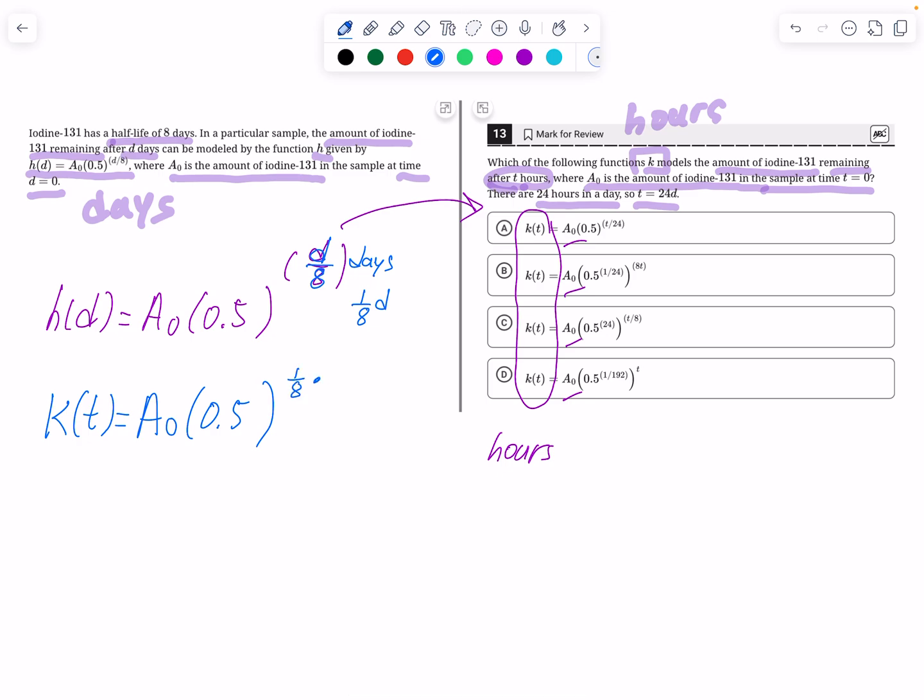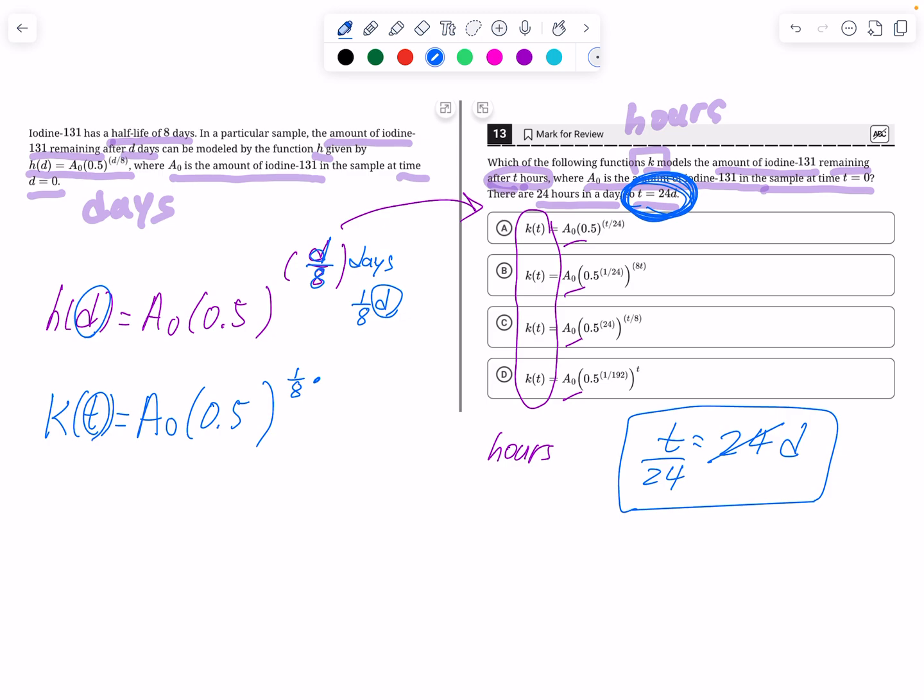Okay, but now we're going to change the days into the hours. Now, if you look over here, it says T equals 24D. Remember, here we use D and now we're using T. We want to change the D in terms of T. So we're going to divide both sides by 24. And so D is equal to T over 24. So instead of D, now we're going to substitute T over 24.